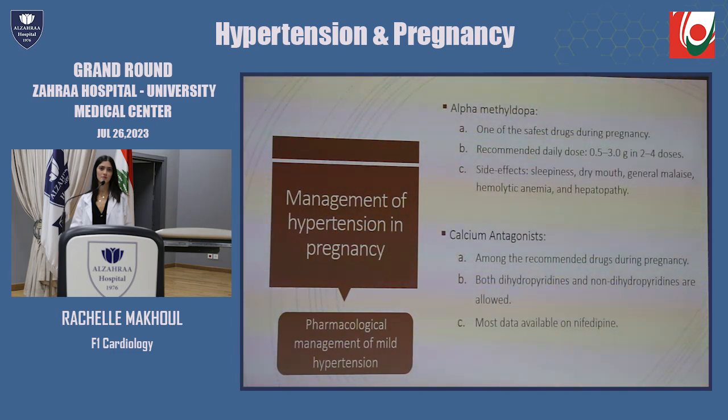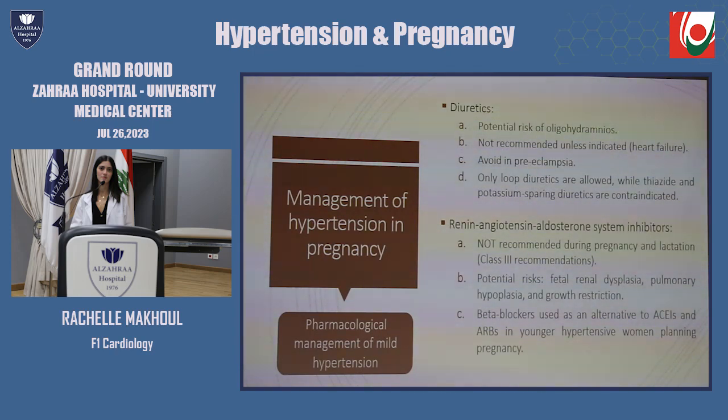Alpha-methyl-dopa is one of the most used and safest drugs during pregnancy, and it has been used for more than 40 years. The recommended daily dose is 0.5 to 3 grams in 2 to 4 doses, and it has many side effects. And CCBs are also among the recommended drugs during pregnancy. We can use either dihydropyridines or non-dihydropyridines, and the most available data is on nifedipine.